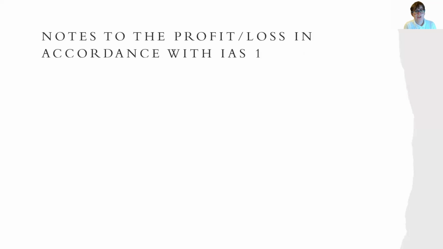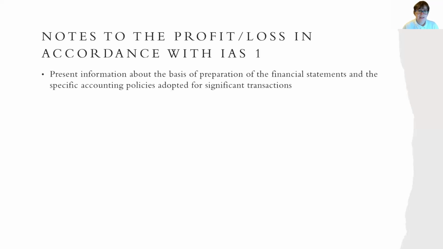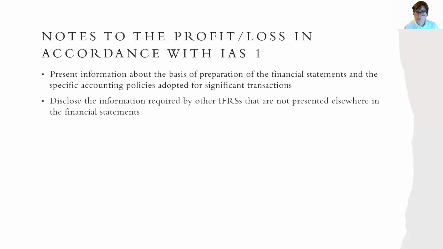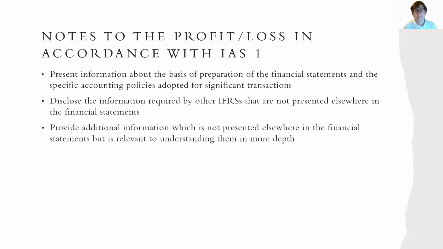So just like the financial position, there are notes that have to be done in line with the statement of profit and loss. So firstly, we need to ensure that we present information about the basis of preparation of the financial statements and the specific accounting policy adopted for significant transactions. We disclose any information required by any IFRSs that are not presented elsewhere in the financial statements. We provide any additional information which is not presented elsewhere in the financial statements, but is relevant to understanding them in more depth.